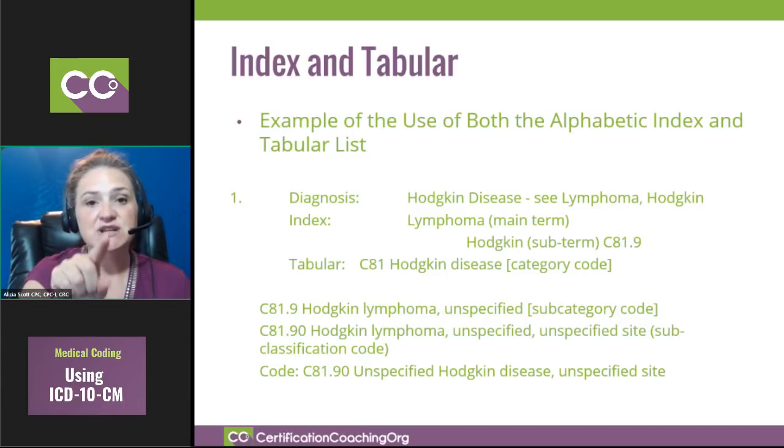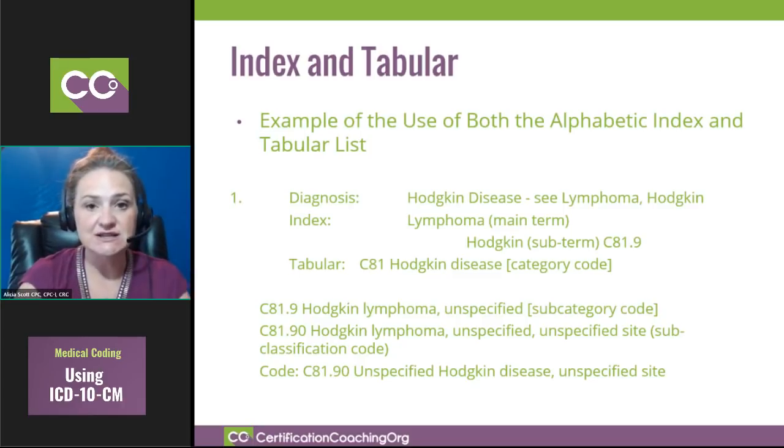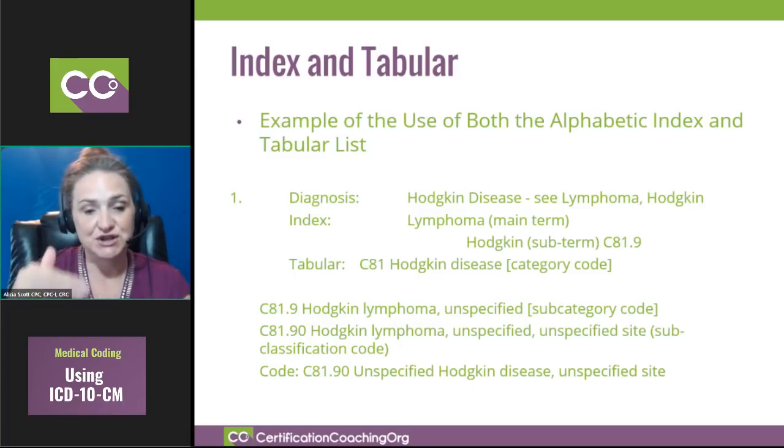But it's going to tell you where you need to go in the tabular, which would be E11.9 or E11. So then it's alphanumeric. So you'll go to the E section, and then you go to the 11, and then you'll have a description of that particular disease or condition.